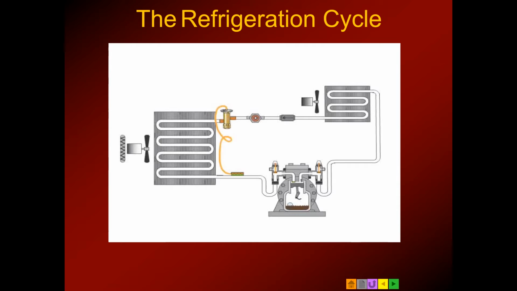So in summary, the compressor raises the pressure and temperature, the condenser condenses the vapor into a liquid, the expansion valve lowers the pressure and temperature, and the evaporator boils and evaporates the refrigerant.